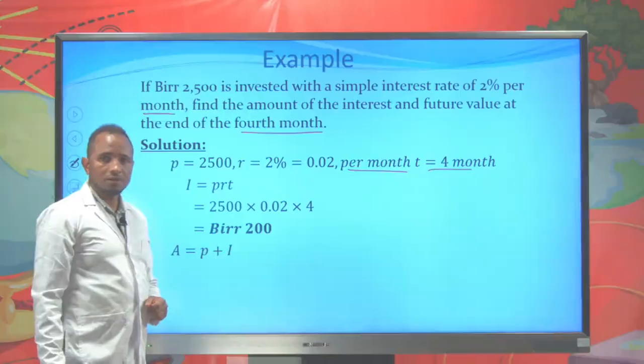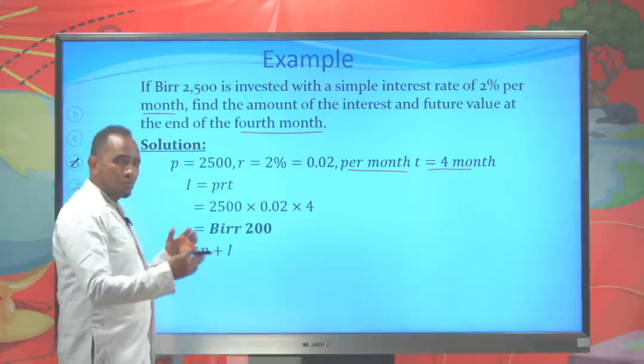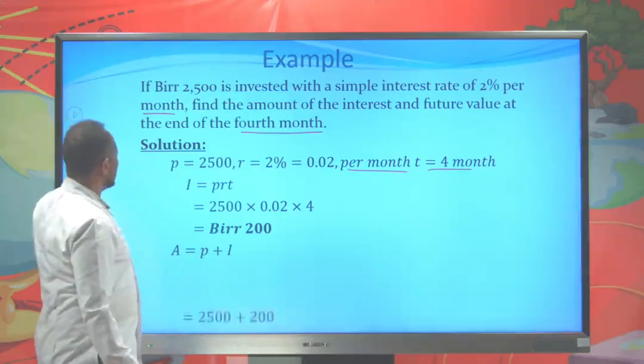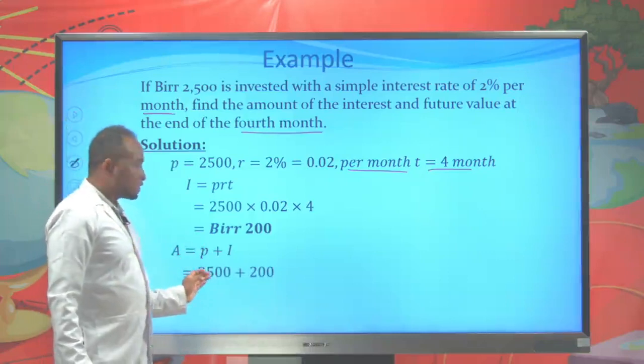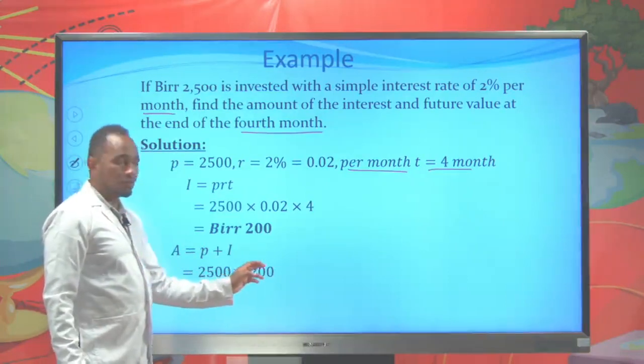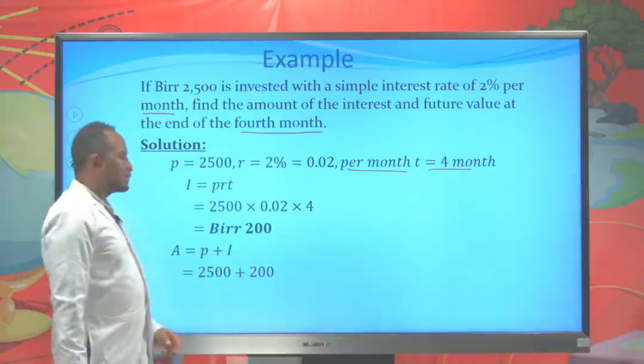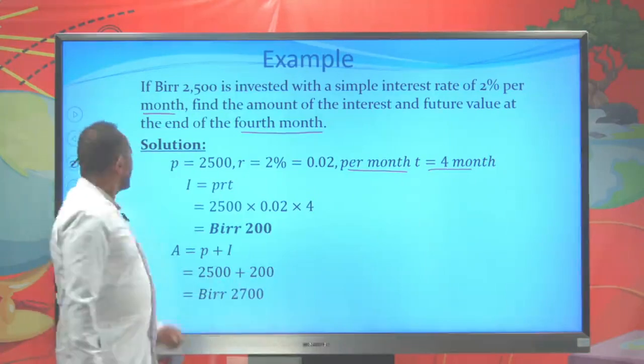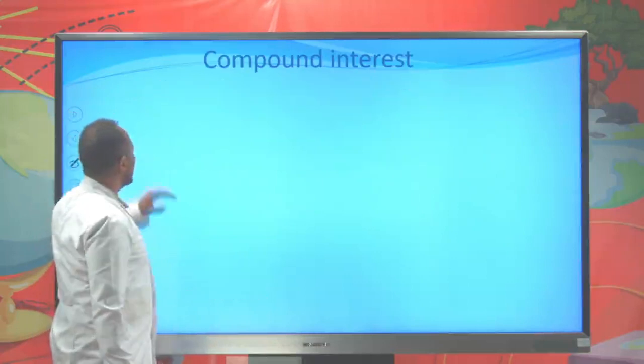So the amount is the money you originally invested plus the interest. Therefore, the money originally invested is 2,500 and the interest is 200. Adding these two, you get 2,700 birr. This is the amount. Next, compound interest.